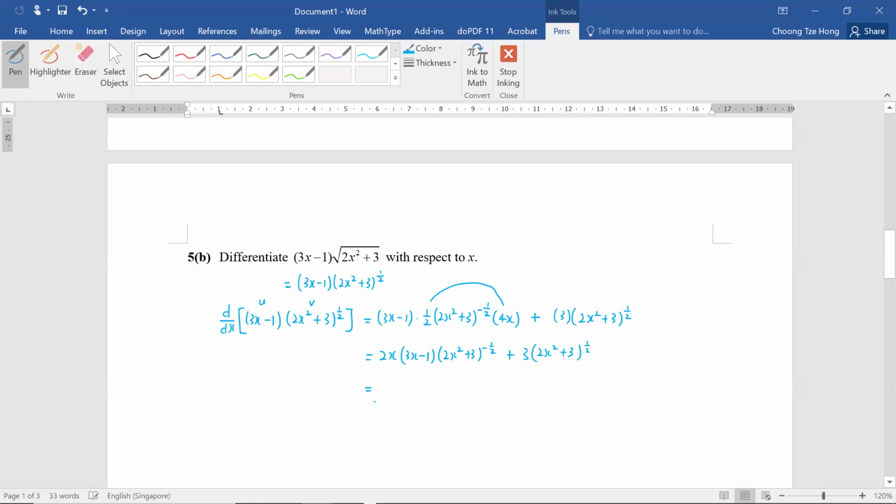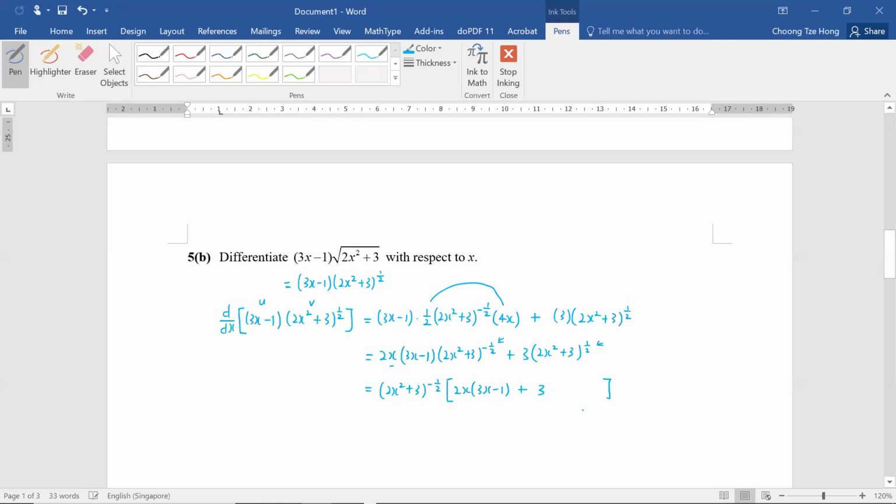Now let's see what common factors we have. So 2 and 3, we can't factorize out anything. There's an x here, but over here there's no x, so we can't factorize. 3x minus 1, over here don't have. So the only thing that we can factorize out is the 2x squared plus 3. This is the power negative half, this is the power half. We will always take out the smaller power. So 2x squared plus 3 to the power of negative half. Over here we are left with 2x times 3x minus 1 plus, obviously the 3.